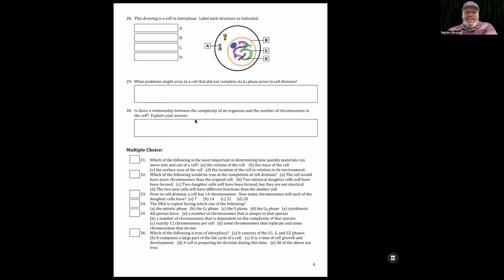All right. Is there a relationship between the complexity of an organism and the number of chromosomes in the cell? Explain your answer. You might have to look that up, or in the slideshow you could make an inference from the information it gave you. We have 46 chromosomes. That fruit fly had 8 chromosomes. And that giant spiny crab, if you look at the life cycle of a crab, it has 208 chromosomes. So take your pick.